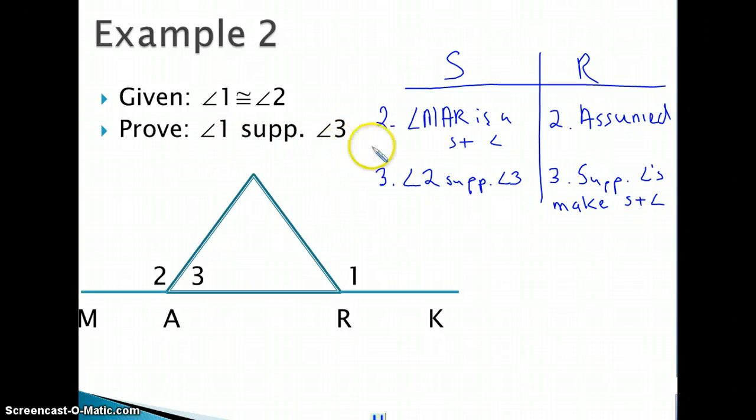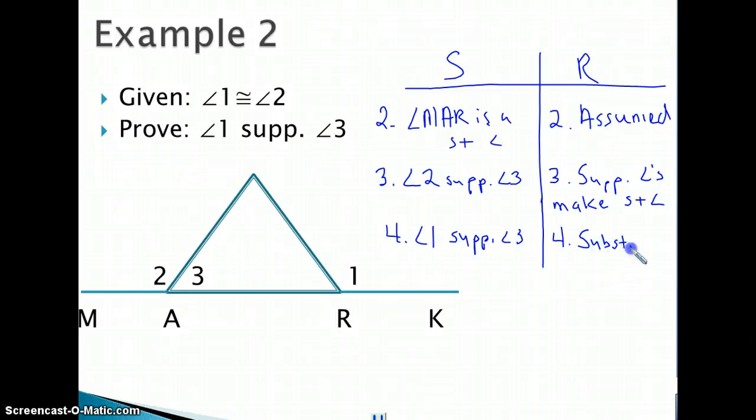In our proof statement it's 1 supplementary to 3. So what appears that happened is angle 2 was replaced with angle 1, and that's the idea of substitution. So we're going to replace angle 2 with angle 1, I'm going to say angle 1 is supplementary to angle 3. And a reason for this is going to be substitution. Just enough room. There we go.